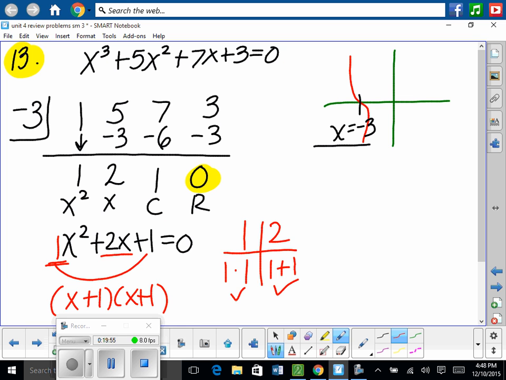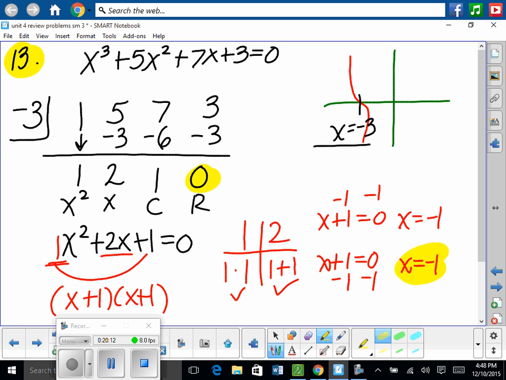Well, now that we've factored it, we can set our factors equal to 0 and solve. So I have x plus 1 is equal to 0, x plus 1 is equal to 0, solve for x. Subtract 1, subtract 1. So I get x is equal to negative 1, x is equal to negative 1. And I have three answers, 1, 2, and 3, which makes sense because it was cubic, so I better have three answers.